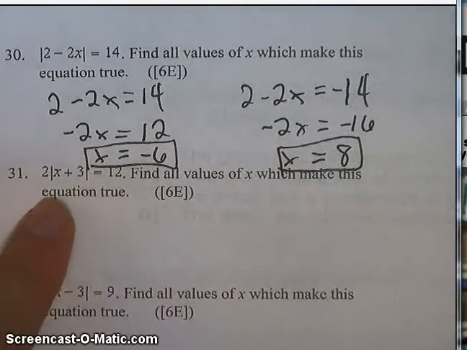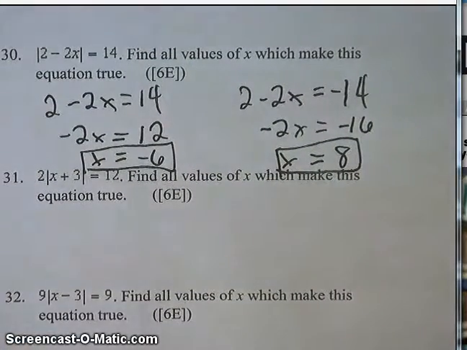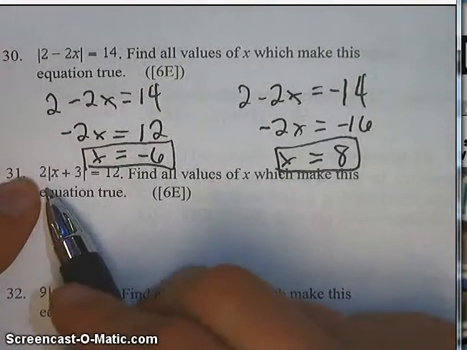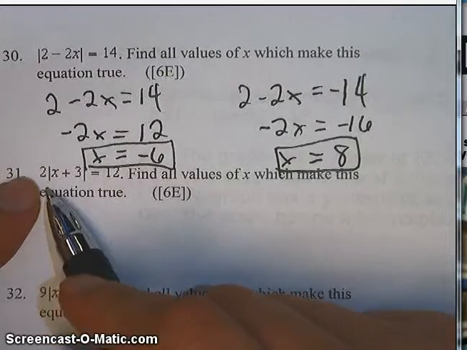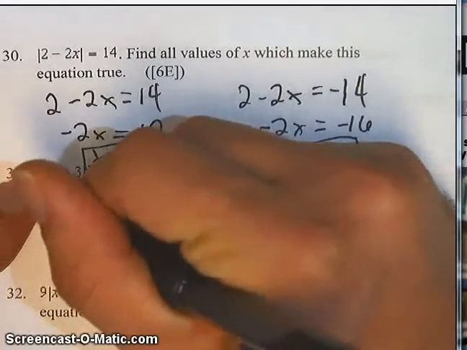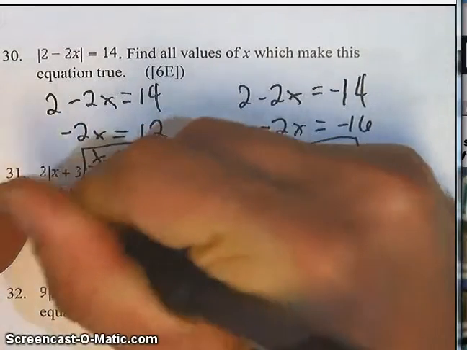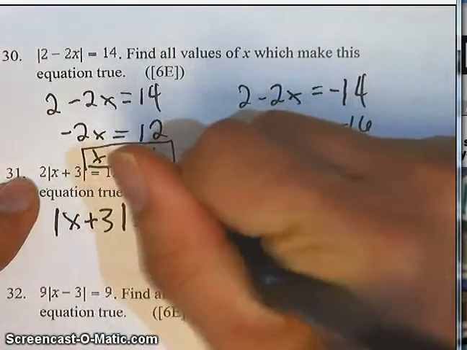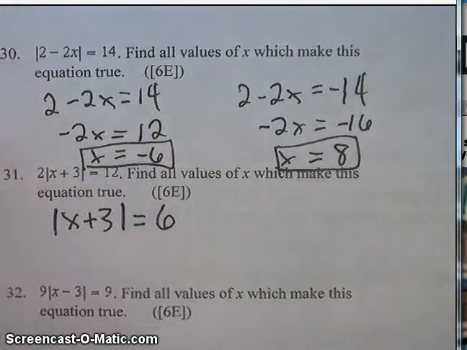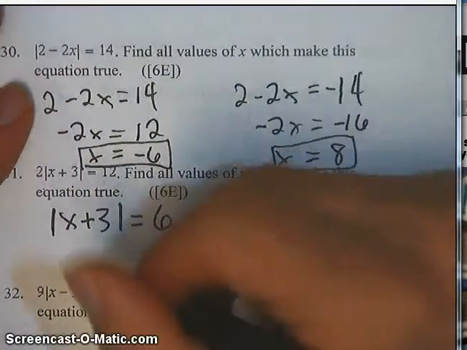Here's another one. 2 times the absolute value of x plus 3 equals 12. Find all the values of x which make this one true. Well, here there's a 2 on the outside of the bars, so before we drop it into two equations, I'm going to divide by 2 on both sides to get absolute value of x plus 3 equals 6. And now I can split it into two equations.